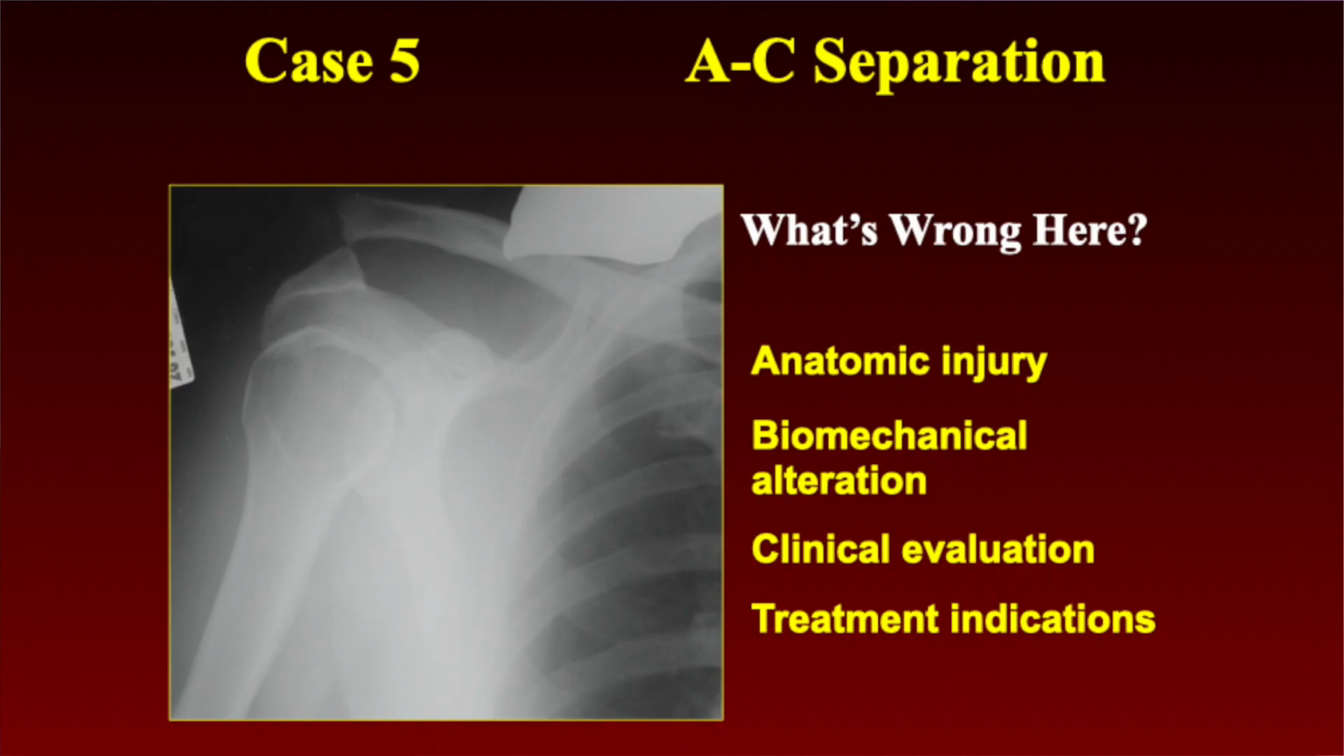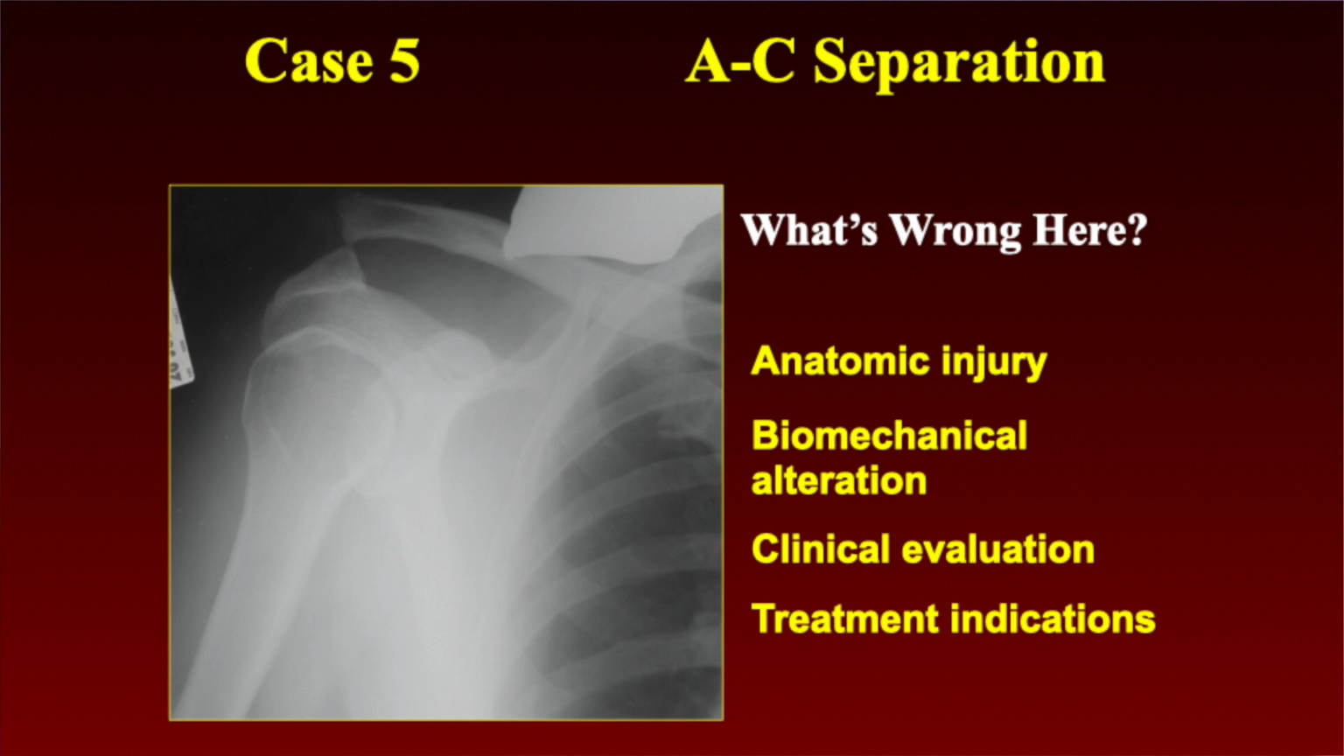Well, let's look at another case. Here's a very similar thing. Here's an AC separation. So you see obviously the dislocation of the AC joint with the scapula being inferior, medial, and rotated in comparison to the clavicle.